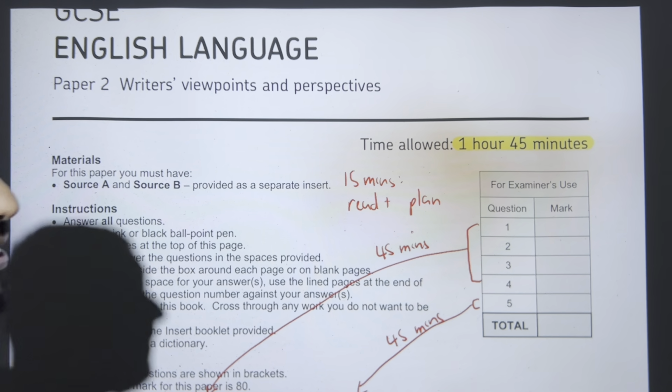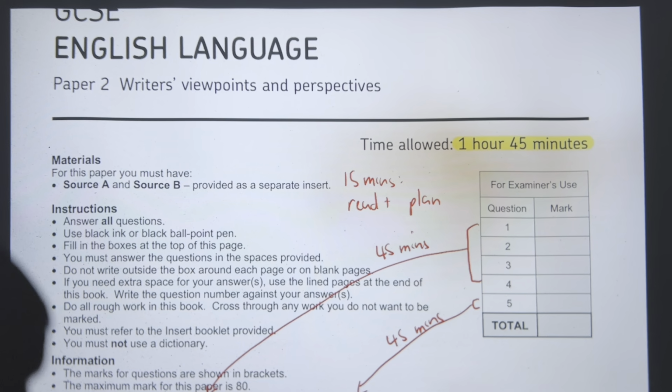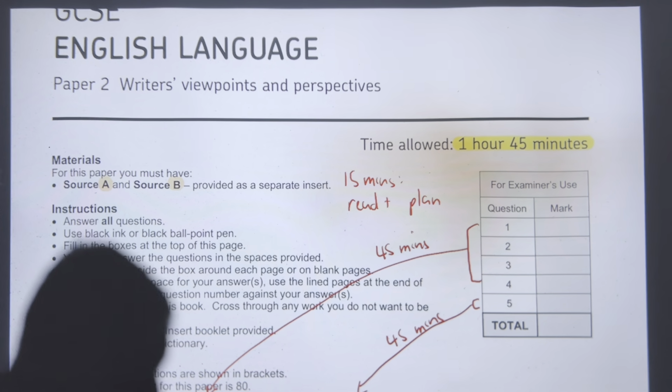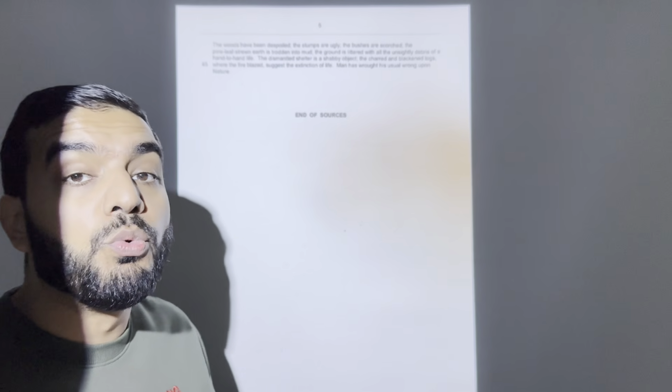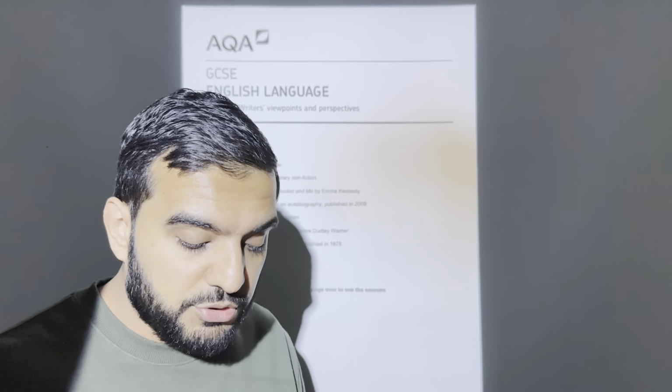Now, off the bat though, there is one big difference between the 2 papers. And that one big difference, guys, is this over here. Source A and source B. What that means is, in paper 1, we were only given 1 source. Remember, guys, we were given 1 extract. But in paper 2, we have source A and we have source B, which means we have this and we have this. More reading means more work, means more brain power, means harder paper. But that's the first thing that you want to understand about paper 2. Paper 2 has 2 extracts. Paper 1 has 1 extract.